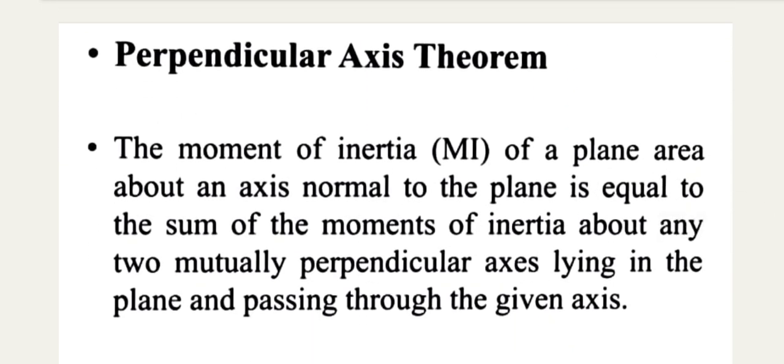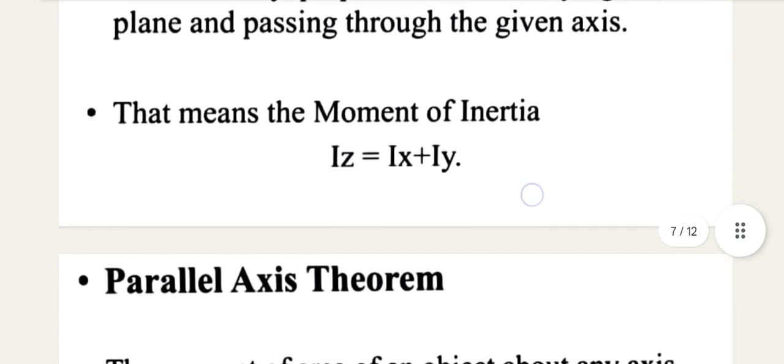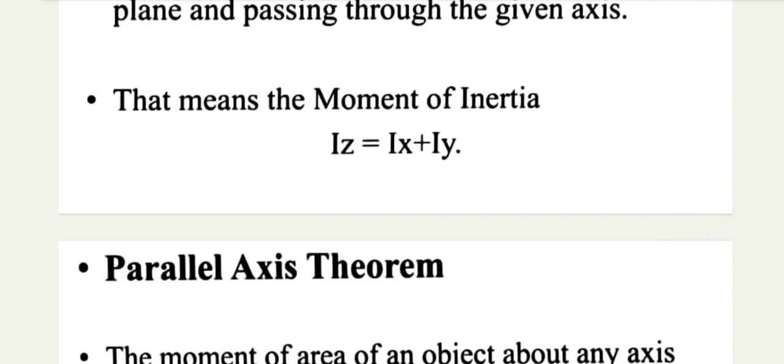Perpendicular axis theorem. The moment of inertia of a plane area about an axis normal to the plane is equal to the sum of the moments of inertia about any two mutually perpendicular axes lying in the plane and passing through the given axis. That means moment of inertia I is equal to Ixx plus Iyy.